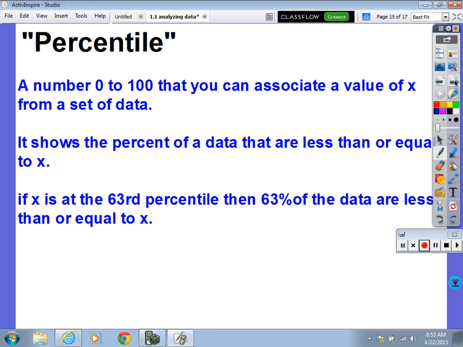Okay, so now we're going to learn about percentiles. A percentile is, I'm not even going to read this top one because that just makes it confusing, but what a percentile is, it shows the percent of data that are less than or equal to X.